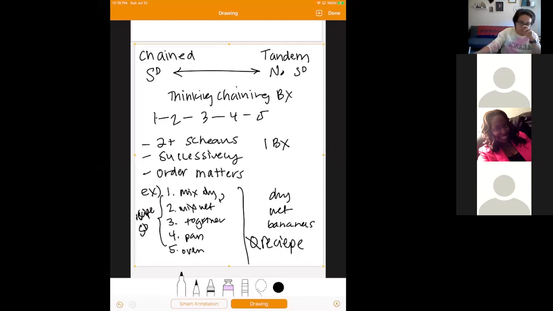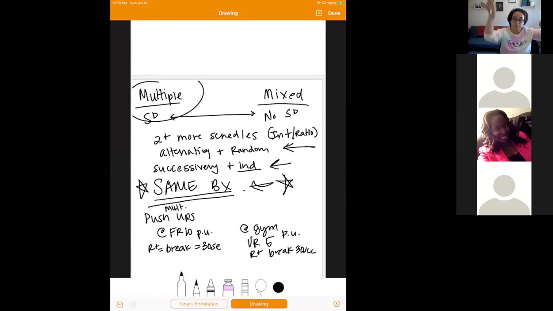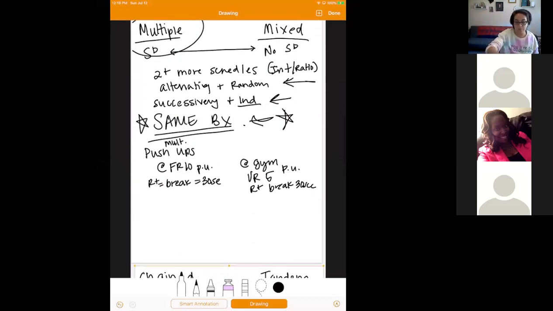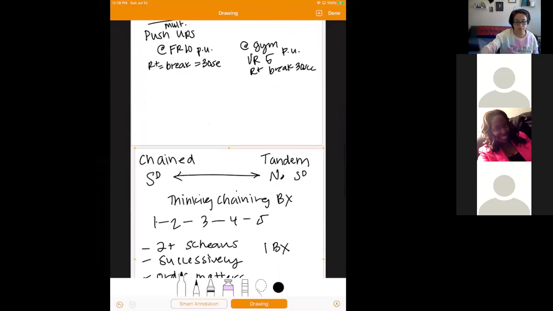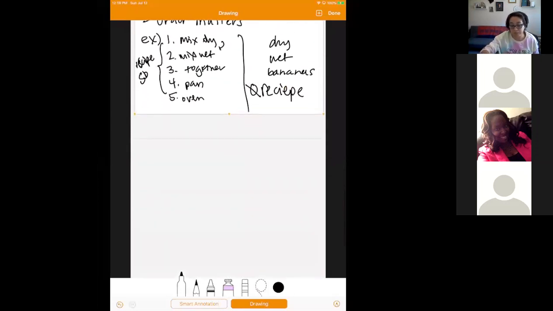I'm terrible. All right. So those are the difference between chained and tandem. Keeping SD on the right or on the left. No SD on the right. That's the way I remembered it. Reverse order, correct order. I don't know. Chained is more of the common word that we use for behavior, right? So chained has an SD.